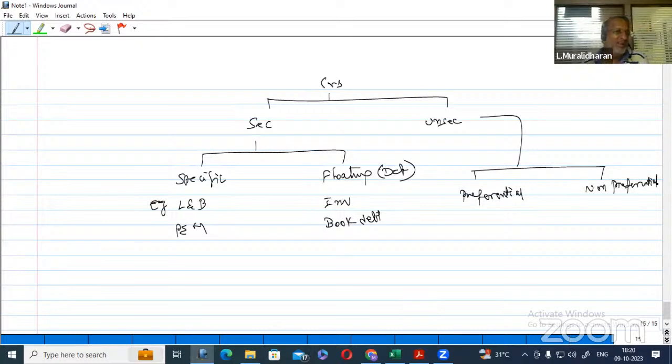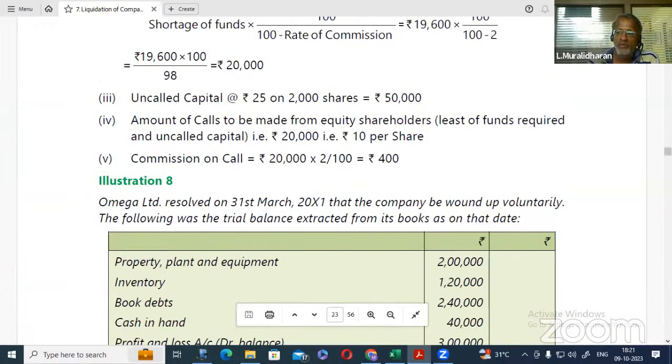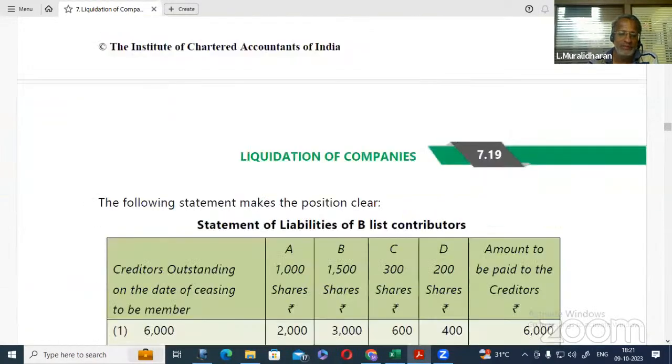So what is the order of effecting payment? Who are preferential creditors? Generally, the preferential creditors are wages, salaries, and taxes, etc. We will go into greater detail a little later, or possibly I will show you what all will come under preferential creditors, so that you are mentally prepared for that.